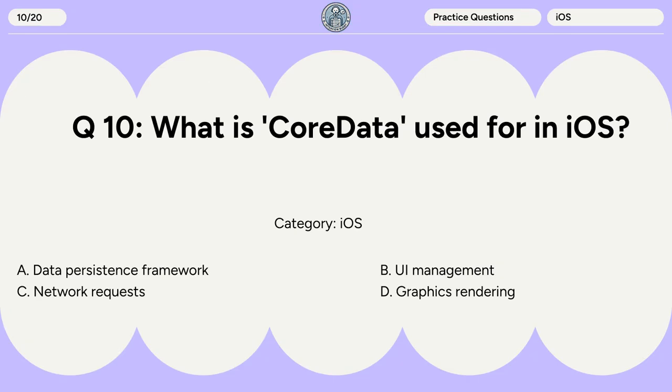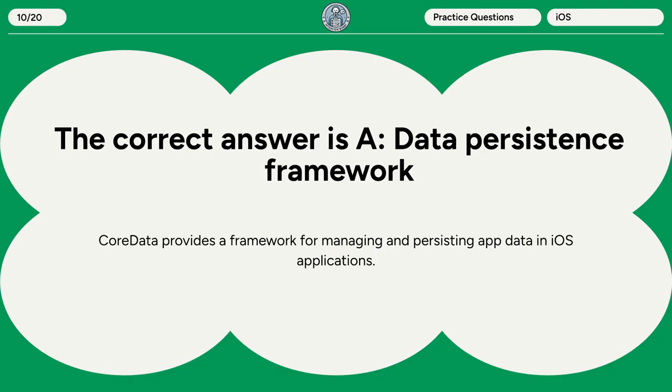Question 10. What is core data used for in iOS? A. Data persistence framework. B. UI management. C. Network requests. D. Graphics rendering. The correct answer is A. Data persistence framework. Core data provides a framework for managing and persisting app data in iOS applications.